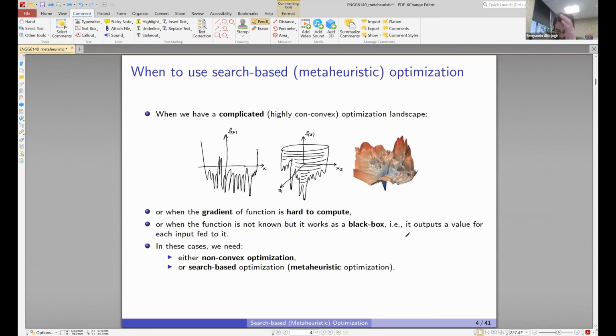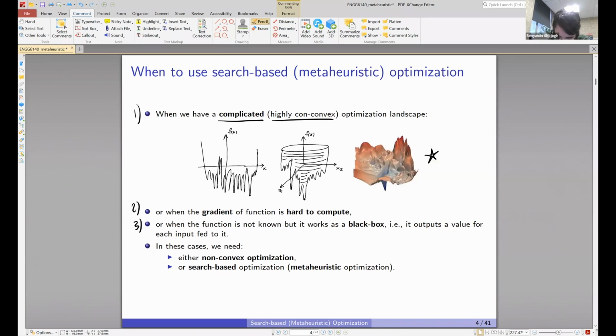So in three cases, we might need search-based optimization. The first case is when the optimization landscape or cost function is very complicated or highly non-convex and highly nonlinear, such as these cases. For example, this happens in neural networks too. I have explained in the previous session why this happens in neural networks.